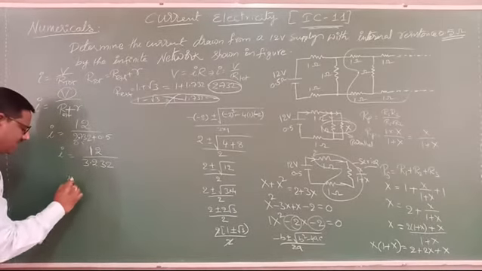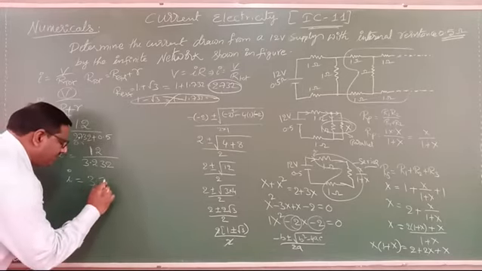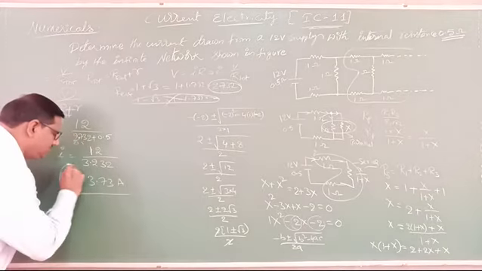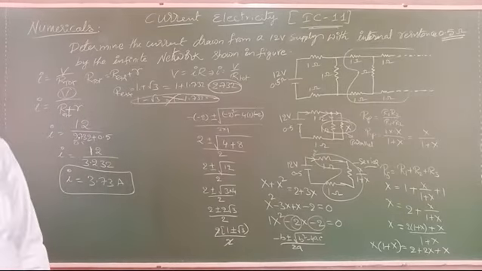Now what is the answer? The final answer we can get as 12 by 3.232. It will give us 3.73 amps. This is the final answer. 3.73 amps. Clear?